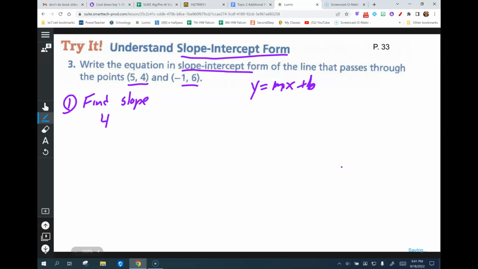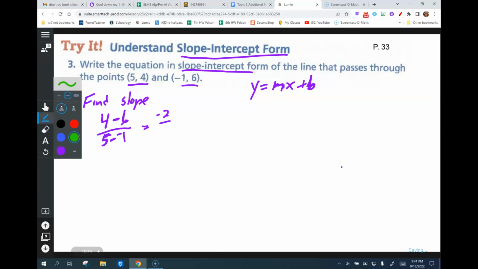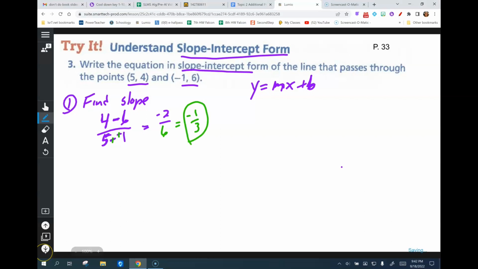So I'm going to take 4 minus 6, 5 minus negative 1. And remember, it doesn't matter as long as y is on the top. Y is on the top. X is on the bottom. You subtract, and your ordered pairs are lined up vertically. So we get negative 2 over, sorry, I have to change my signs, over 6 gives us a negative 1/3. Let me double check that. So now we have m. We have slope. Good. So that means we have to find the y-intercept.